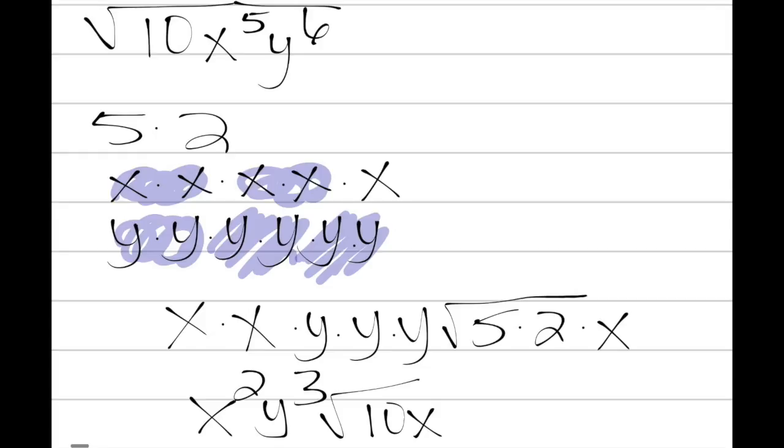So when I give my final answer, I'm going to write it x squared to represent the 2 pairs of x's I had under the radical, y cubed to represent the 3 pairs of y's I have, times 5 times 2 times x, which is the square root of 10x. So my final answer for the simplified version of 10x to the 5th power y to the 6th is simply x squared times y cubed times the square root of 10x.